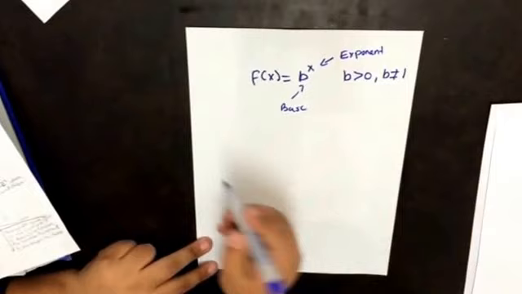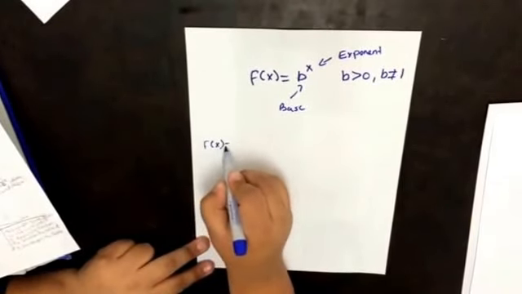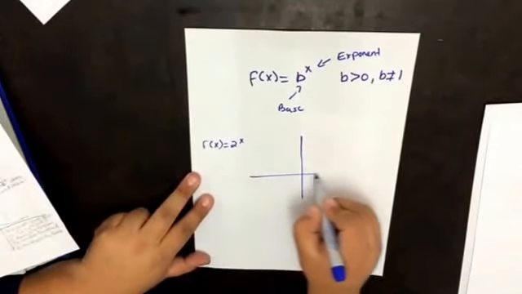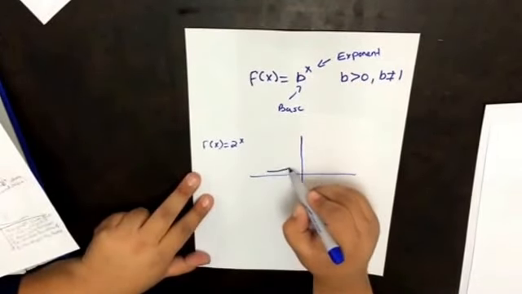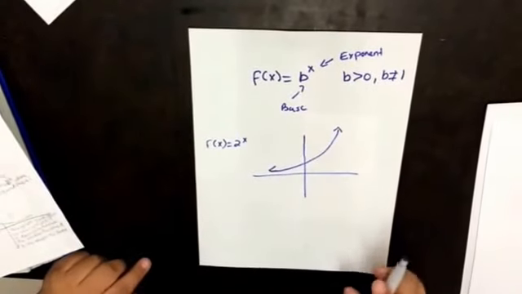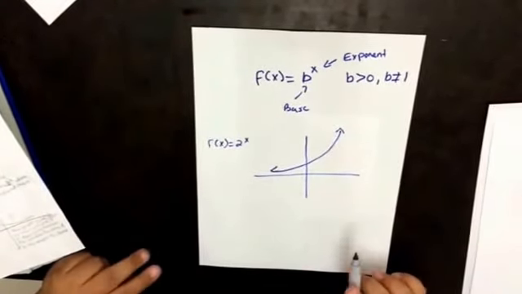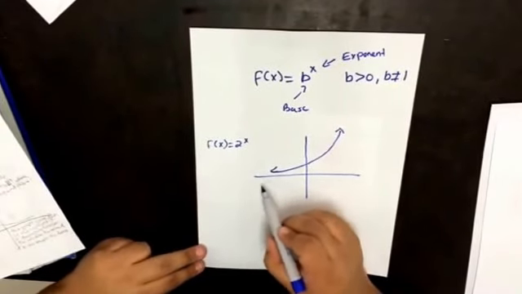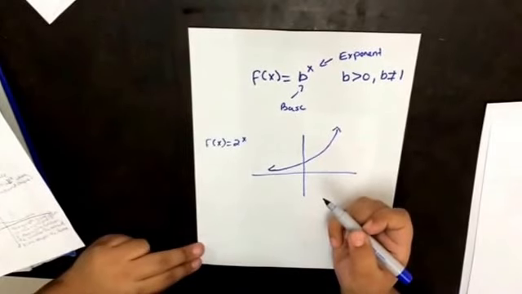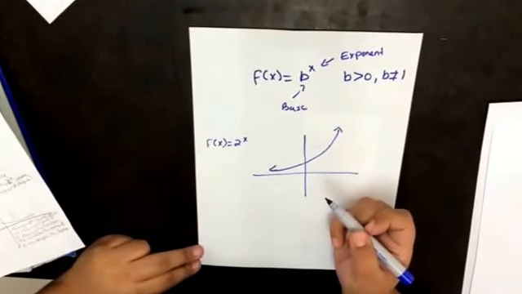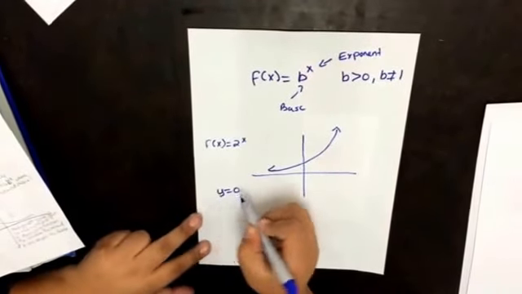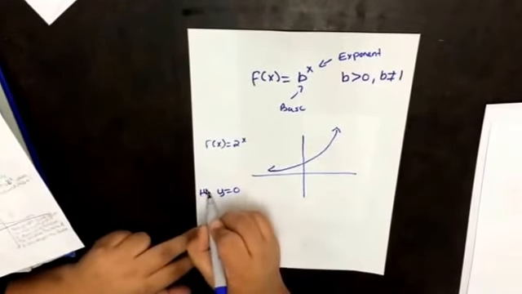So if we have, for example, the graph f of x equals 2 to the x, that's going to look something like this. Notice that as the x values decrease, the graph gets closer and closer to the x-axis, but it never reaches the x-axis because the values of 2 to the x can never be 0. In this case, the x-axis, or y equals 0, is your horizontal asymptote.